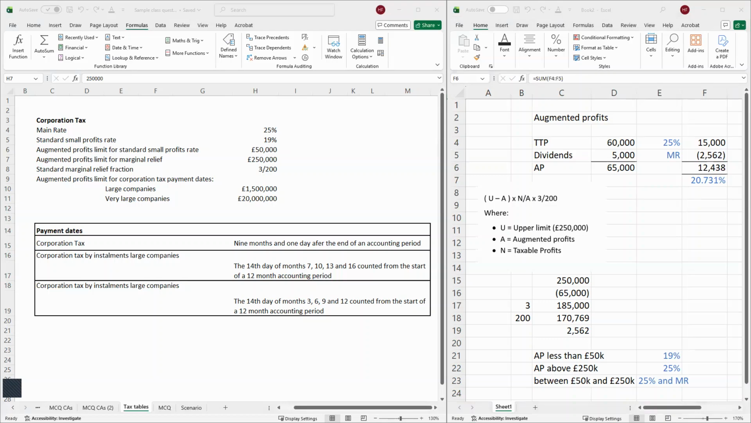And when we go through some examples, it should be much easier to see how these calculations are working. And when you do the exam questions, you can do a sense check to check the rate is as expected. Are you close to the augmented profits limit and therefore the rate is closer to 25%, or are you closer to the lower limit of 50,000 and therefore the rate is closer to 19%?